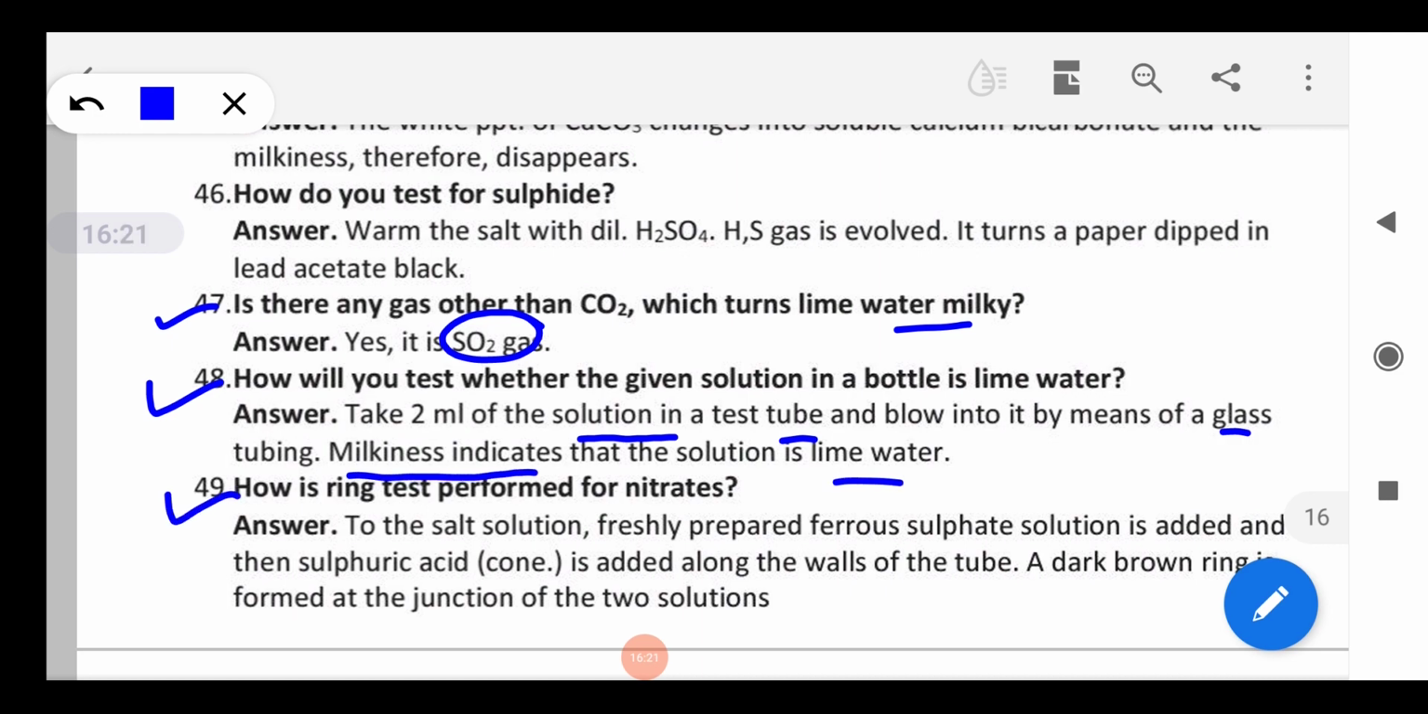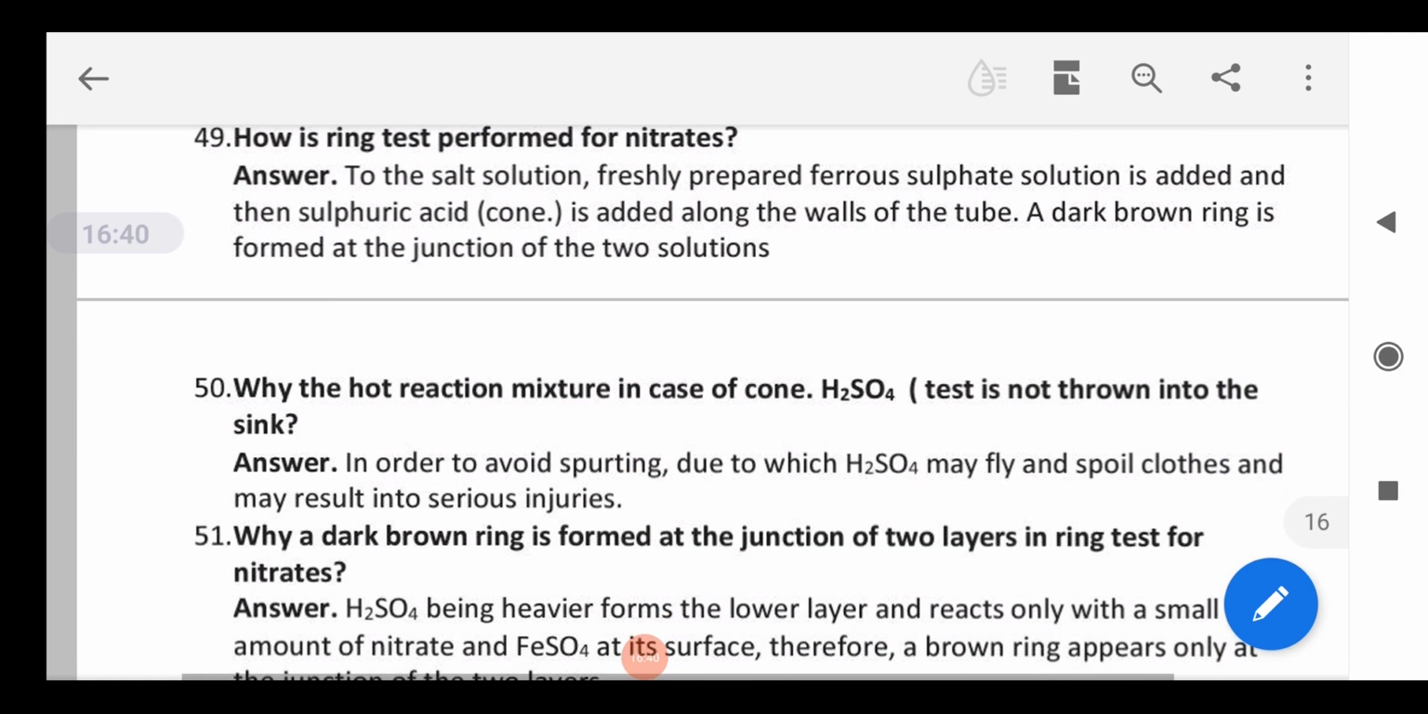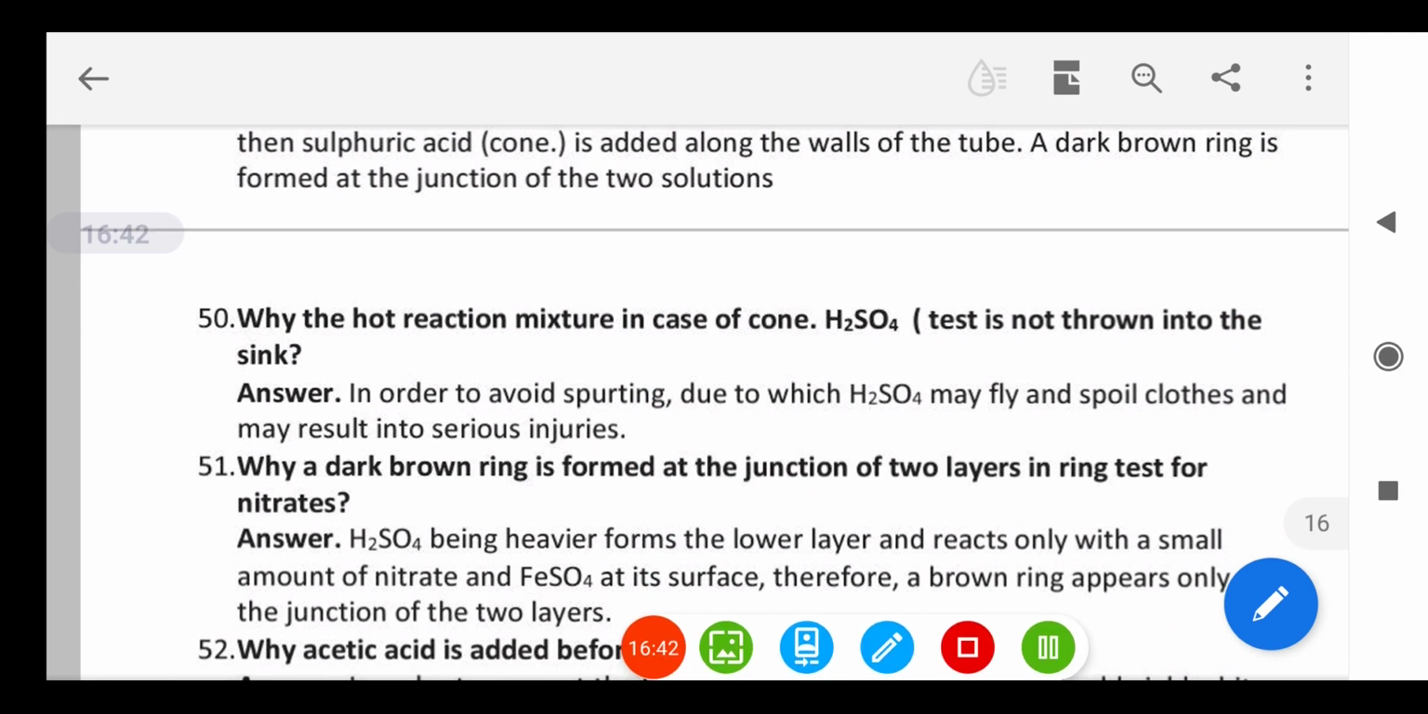Question number 49. How is the ring test performed for the nitrate? It's simple. You have to take the salt solution, then add freshly prepared ferrous sulfate solution, then add concentrated sulfuric acid along the wall of the test tube. A dark brown ring is formed at the junction of the two solutions, which confirms the presence of NO3- ion.